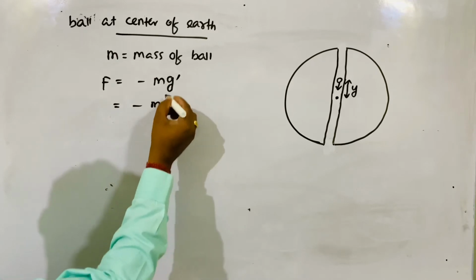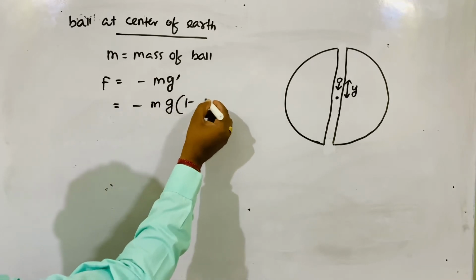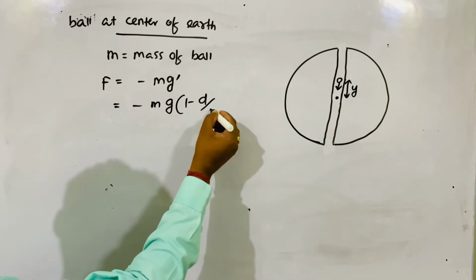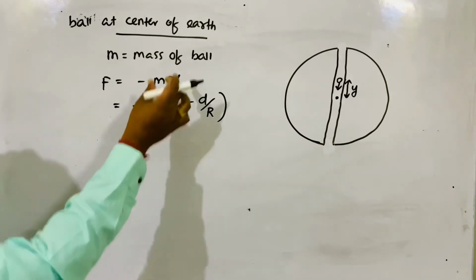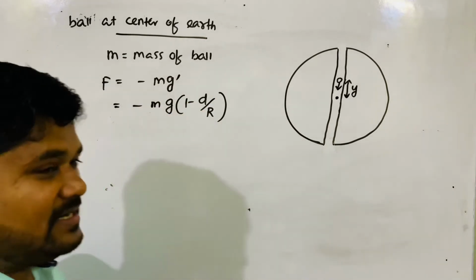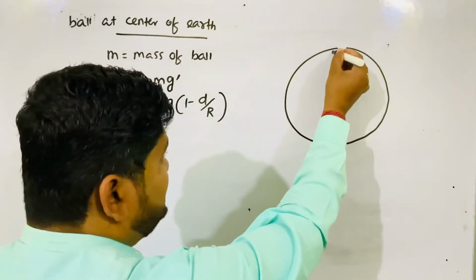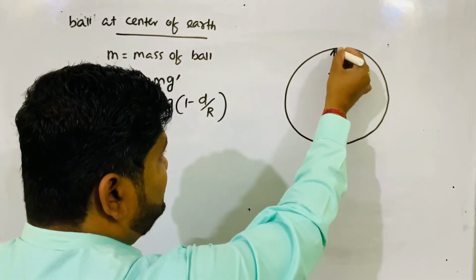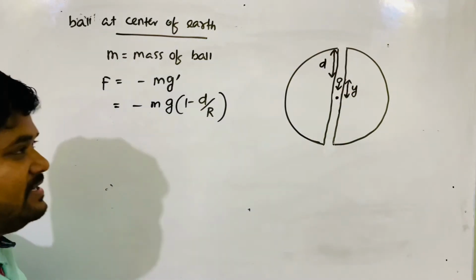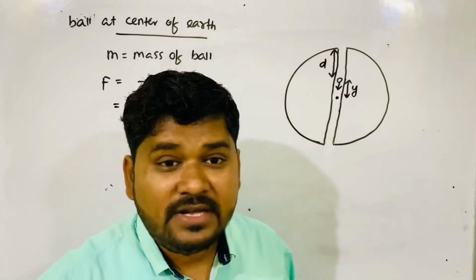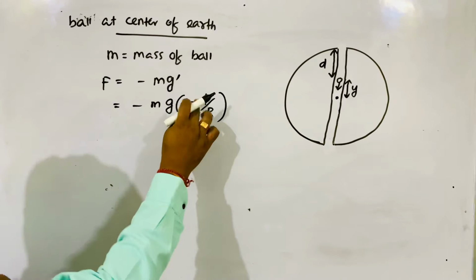Then how much? We'll use the formula you have read in gravitation. That is g dash equals g into (1 minus d by R), the variation of g with depth formula. But what is this d? d is the depth from the surface. So this is the d.